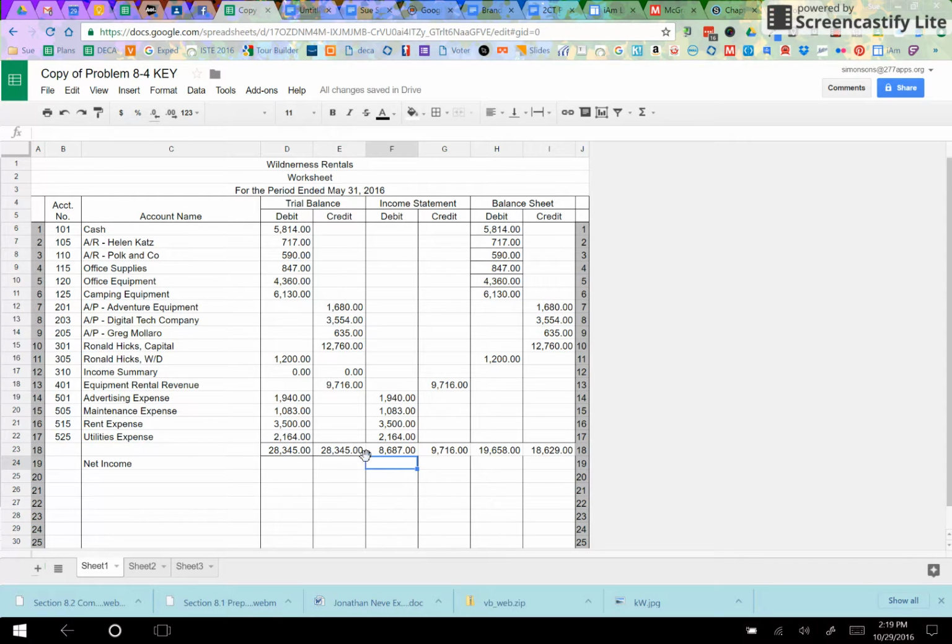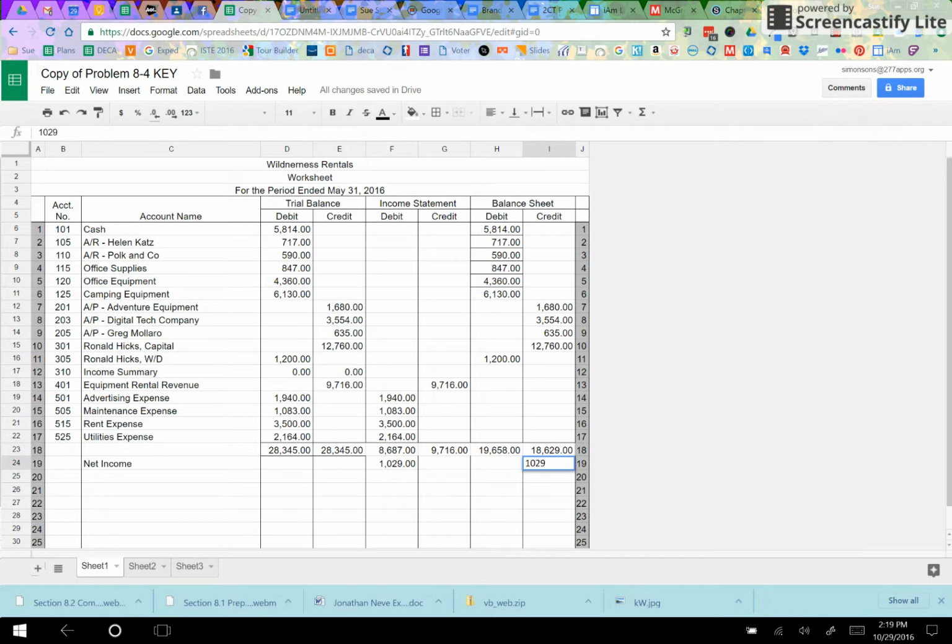Okay. And in this cell right here, I'm going to calculate what my net income is going to be. I'm going to say equals this, my revenue, minus my expenses. So I believe that I had a net income of $1,029. We know that net income increases capital. Okay, so I'm going to put the debit to the income statement and the credit is going to eventually be to capital. So I'm going to enter that amount.